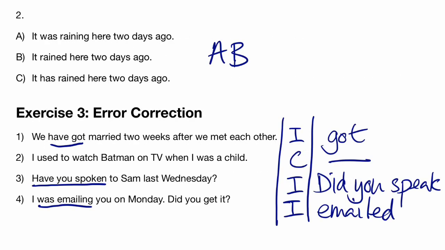One, incorrect. We got married 2 weeks after we met each other. That's a time in the past, not connected to now. Number 2, correct. Number 3, incorrect. Did you speak to Sam last Wednesday? That's a time in the past, not connected to now. Without last Wednesday, you can say, have you spoken to Sam? We'll talk about that next week.